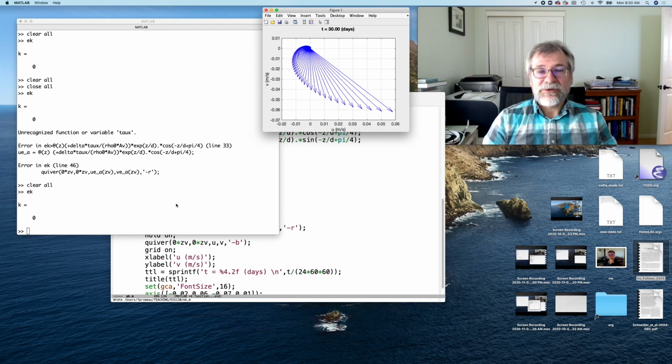Alright, so I'll post the code on the class website and you can play around with it if you like. So this is a first, I guess, example of solving a partial differential equation using finite differences on a computer.